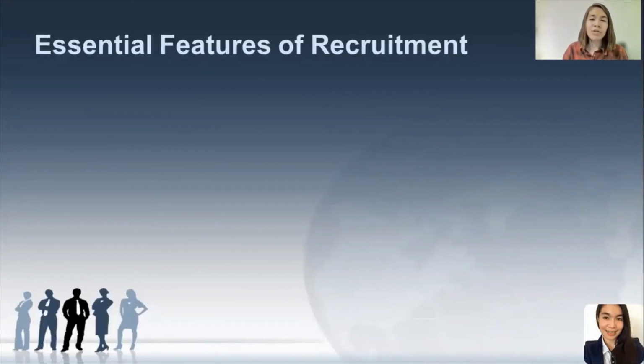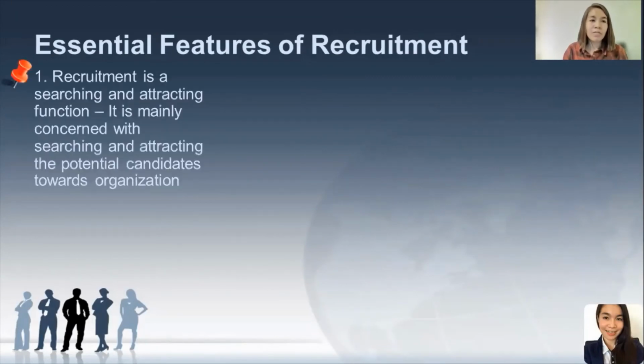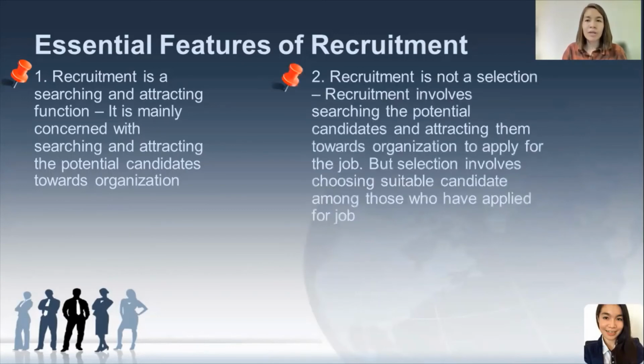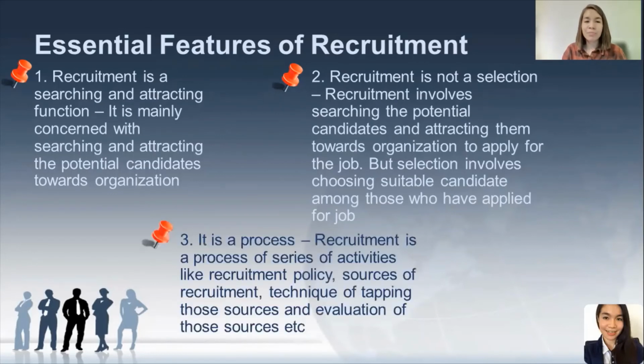So, essential features of recruitment. First, recruitment is a searching and attracting function. It is mainly concerned with searching and attracting the potential candidates towards the organization. Second, recruitment is not a selection. Recruitment involves searching the potential candidates and attracting them towards the organization to apply for the job, but selection involves choosing a suitable candidate among those who have applied for the job.